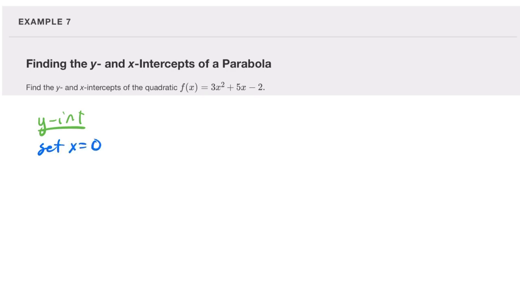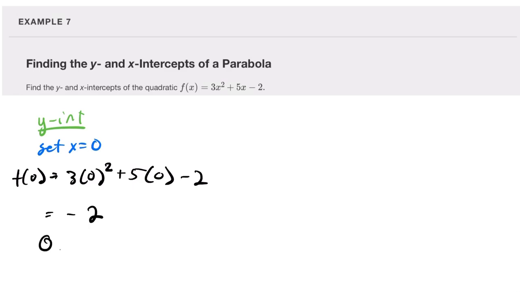Okay. So then that's going to be f of 0. It's going to be 3 times 0 squared plus 5 times 0 minus 2. So then the y-intercept is going to be 0, negative 2.